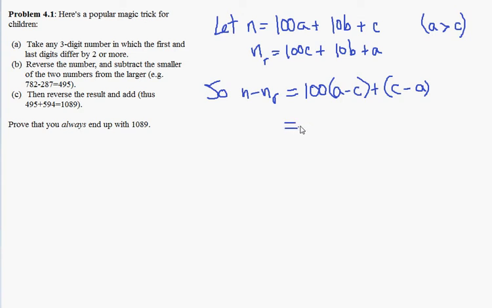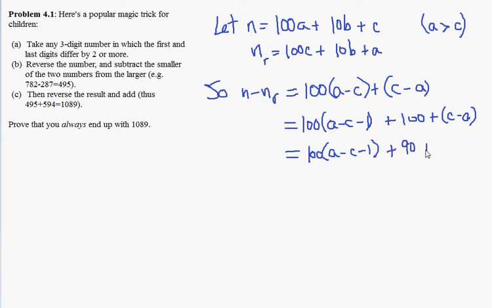So the way to make this in base 10 form is as follows. Let's write this as 100 times (a minus c) minus 1, then I have plus 100 plus (c minus a), and that's equal to 100 times (a minus c minus 1) plus 90 plus 10 plus c minus a. This is now in base 10 form.